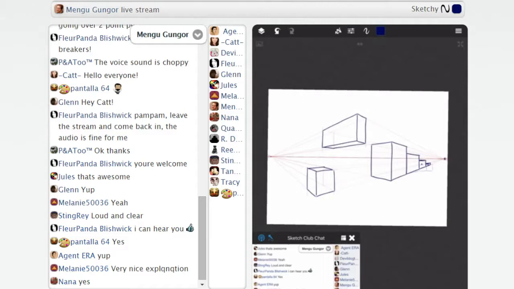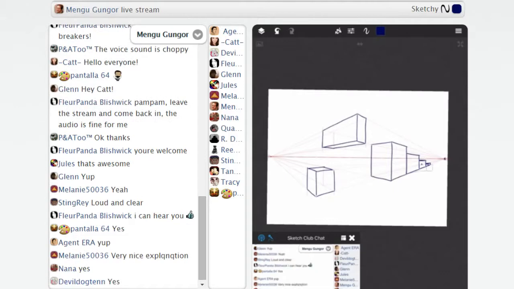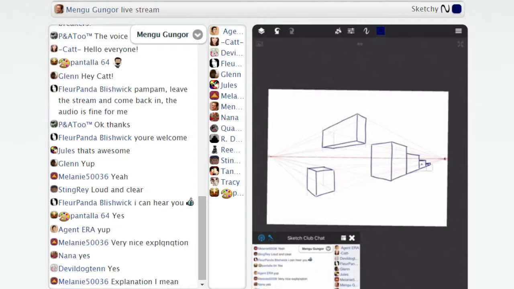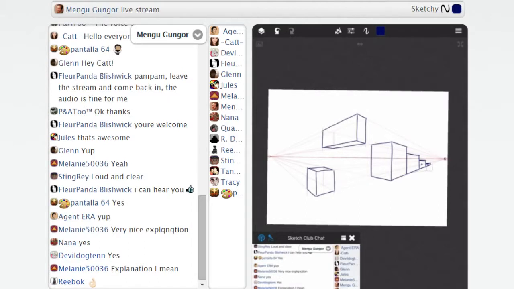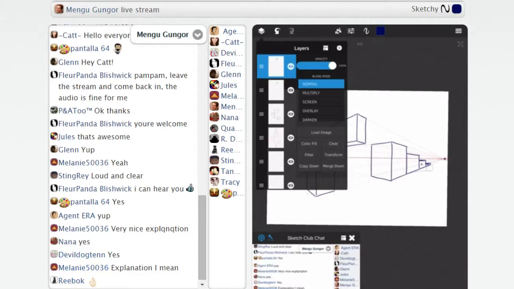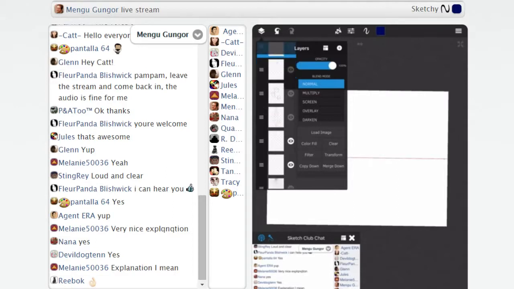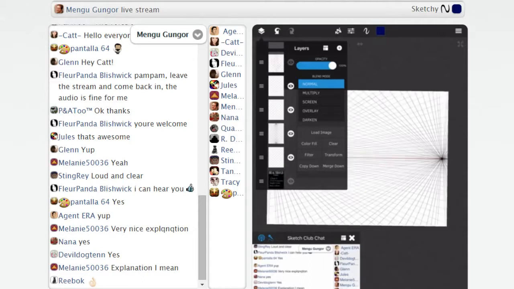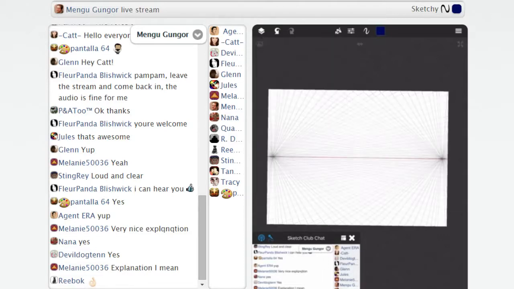Okay, so as you just kind of saw me doing it here, the more items you have to put in your grid, in perspective, the more lines start to get confusing. So I want to show you how I use a perspective grid in order to do some of this stuff. So I will turn these layers off. Here's my perspective grid.